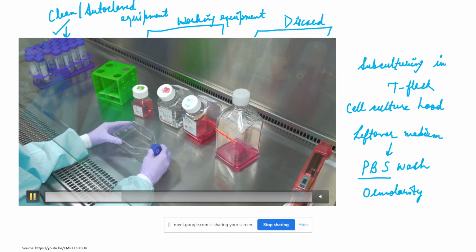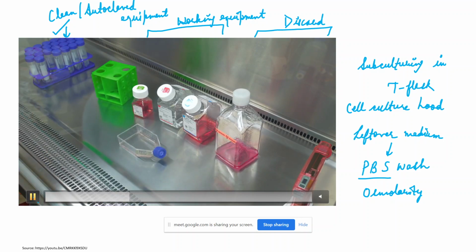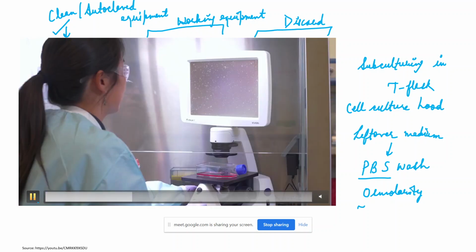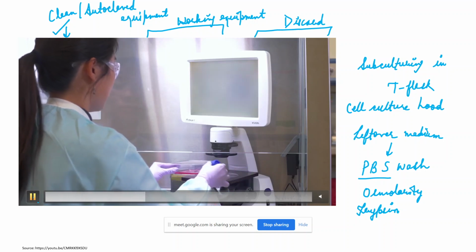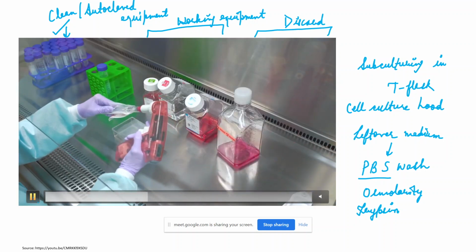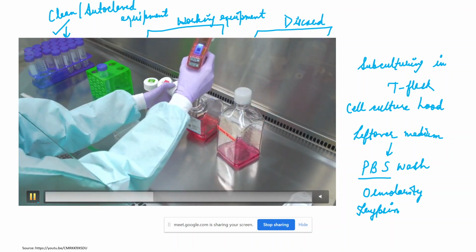And once you have given the PBS wash, as you saw from this bottle of trypsin, we added trypsin so that the cells become detached. In this condition, if you look under the microscope, the cells will appear round, as you can see here, because they have become detached. Their ECM has become detached from the surface due to the action of trypsin, which is an enzyme.